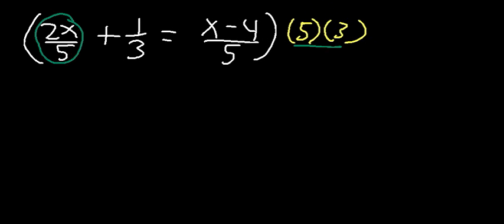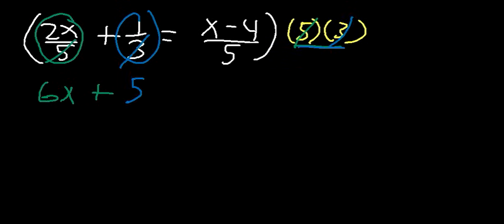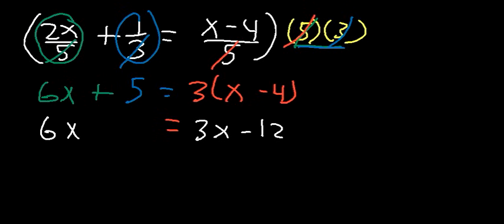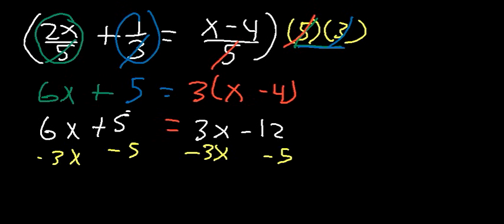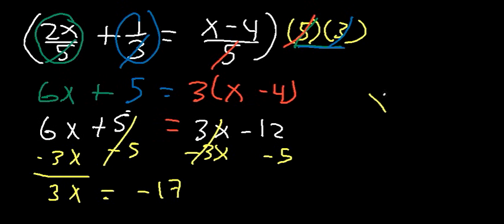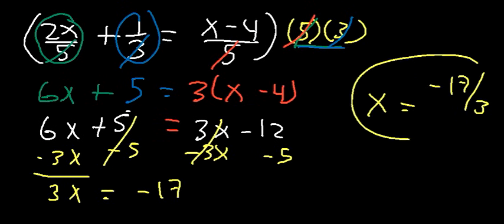So this term times this, the 5's cancel. So what we have left over is 2x times 3, which is 6x. Now 1/3 times 5 times 3, the 3's cancel. So 1 times 5 is 5. And here the 5's cancel, so we get 3 times (x - 4). So let's distribute the 3. So it's 3x minus 12. Now we're going to subtract both sides by 3x and subtract both sides by 5. So we have 3x is equal to negative 17, so x is negative 17 divided by 3.